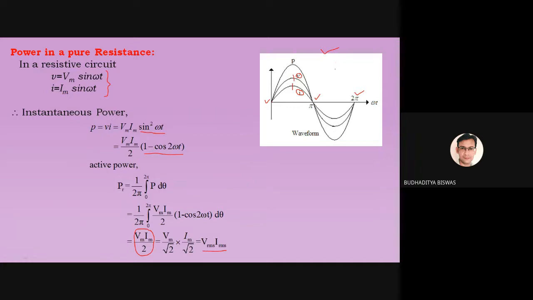Is this figure correct or wrong? So here you see, this one is minus V, this one is minus I, because this is the negative axis. So if I multiply two negative quantities, it becomes positive power. So that figure is not correct. It should be like this. Got it? This thing should not be there. Power is always positive in case of a resistance. There is no negative power.